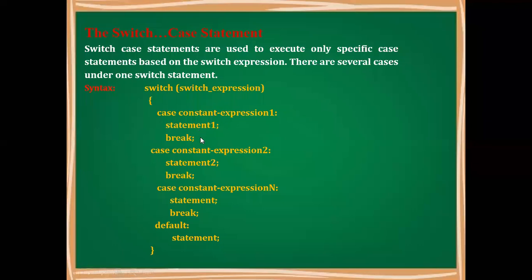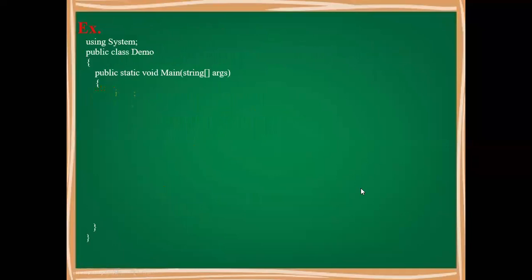If case constant expression 1 is not matching, it might match 2, then statement 2 will execute, otherwise break. If the case constant expression is not going to match, then it goes on to default. So what is the default? If it is not matched to any of the expressions of the switch, then it is going to default. Okay, let us have an example.